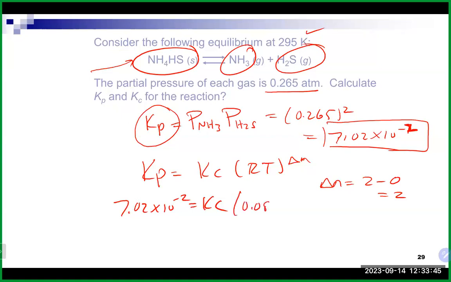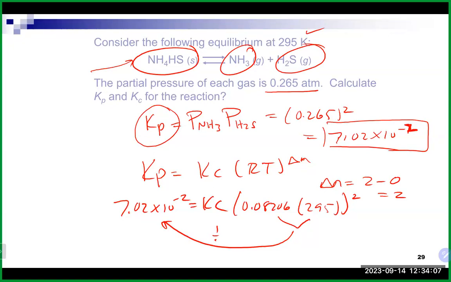times our 0.08206 times our 295, which we're going to square. So again, here, I'm going to get a number, and then I'm going to divide it to the other side. So we're going to take 0.08206. We're going to times it by 295. Then we're going to take the square root of it, by the way.